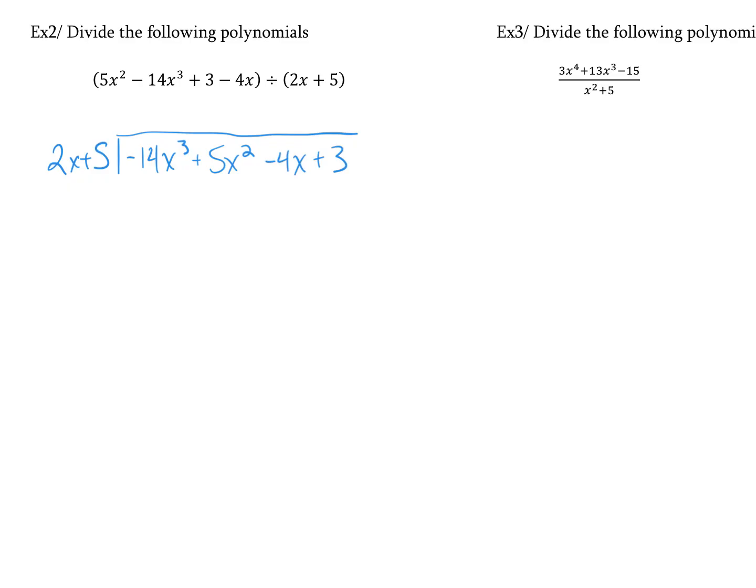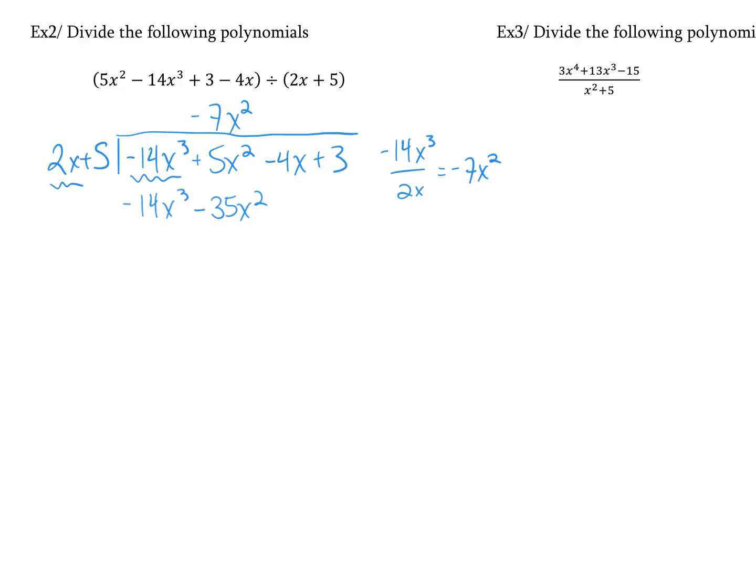And we just follow the process from the last example. That is the first term inside divided by the first term outside. So minus 14x to the third power over 2x, well, that'll be negative 7x squared. Line everything up. Multiply to the dividend. That will require distribution to the 2x and the 5. So that'll be minus 14x to the third power and minus 35x squared.